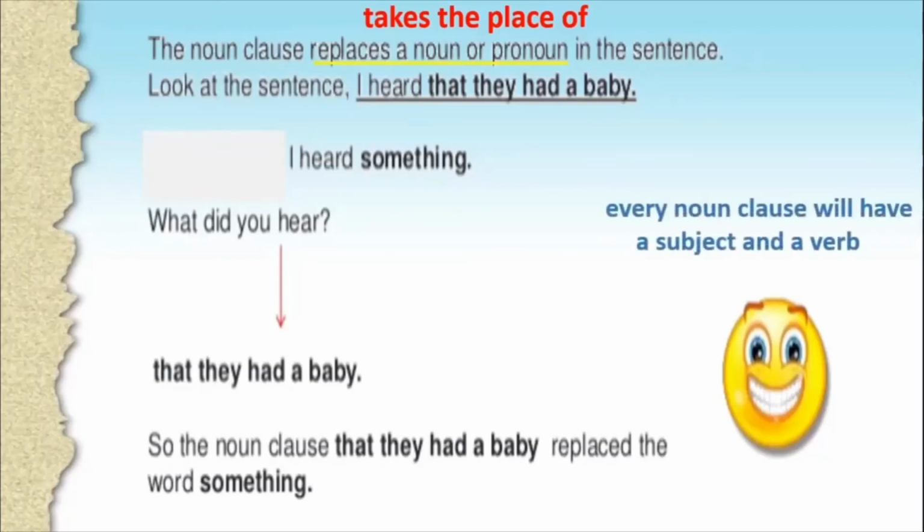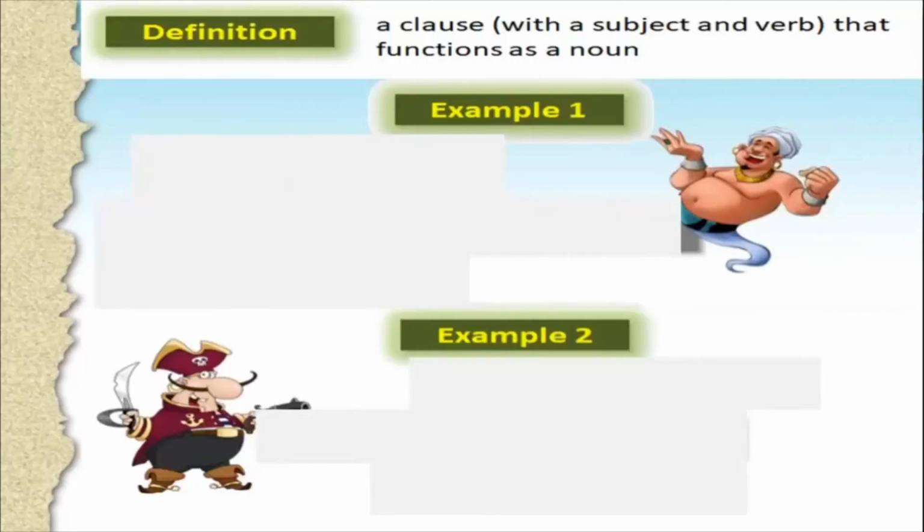Once again, every noun clause will also have a subject and a verb. An adjective clause also will have a subject and a verb, and an adverb clause also will have a subject and a verb. Why? Because they are clauses and they are not phrases. So a clause that functions as a noun is called a noun clause.